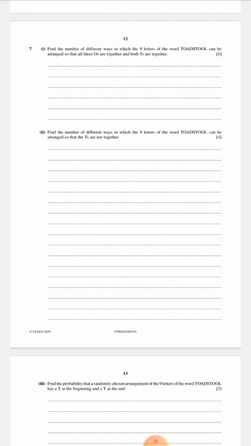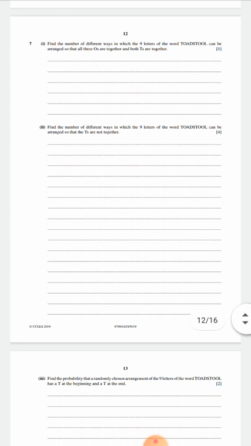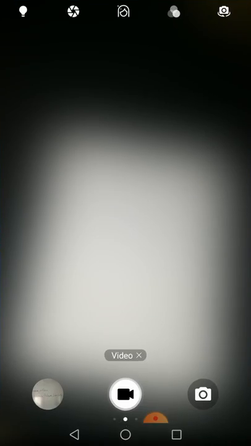Find the number of different ways in which the 9 letters of the word toadstool can be arranged so that all three O's are together and both T's are together. So the three O's have to sit together, so we will consider the three O's as a single element, and both T's also as a single element. All others are individual elements. Okay, so now let's go to solving.